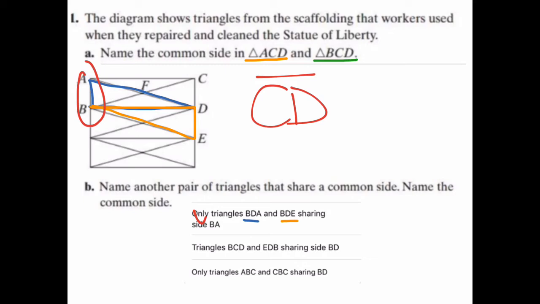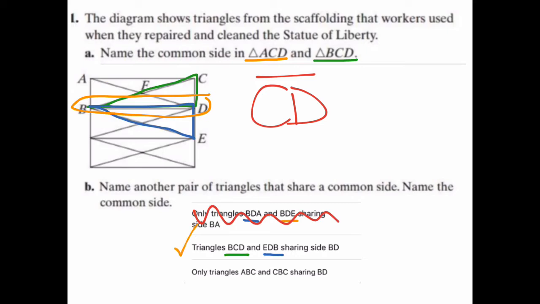For our second one, I put BCD in green and EDB in blue, and it says that it shares part BD, which would be right here in the middle, and it looks like that is true because I can see both green and blue there. For our third one, we put triangles ABC in yellow, but if you'll notice, CBC isn't even a triangle. So this one is definitely not accurate, and we have our answer to those two questions from the lesson. And we will move on to some questions from the practice.